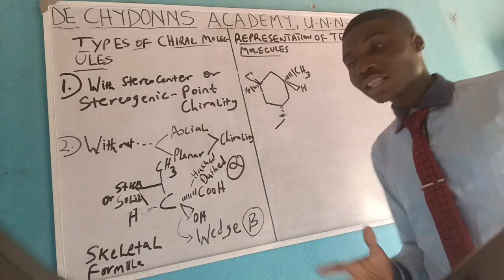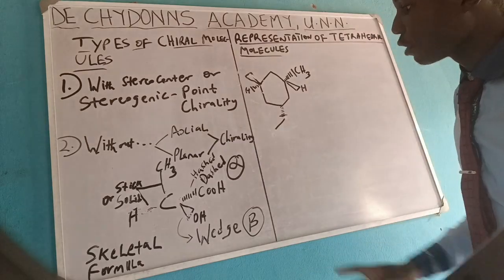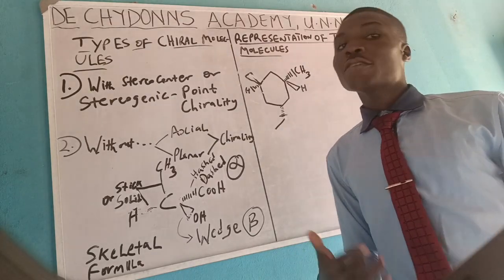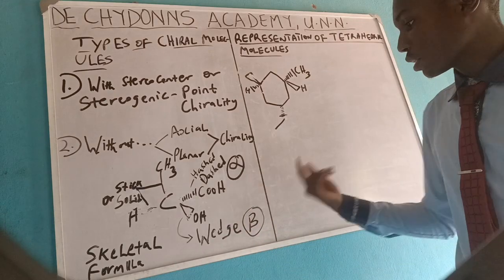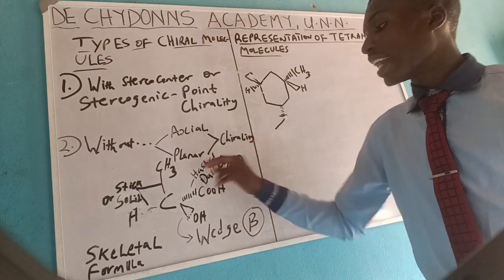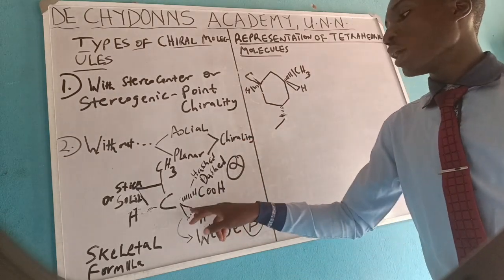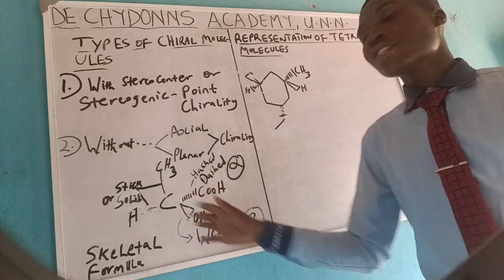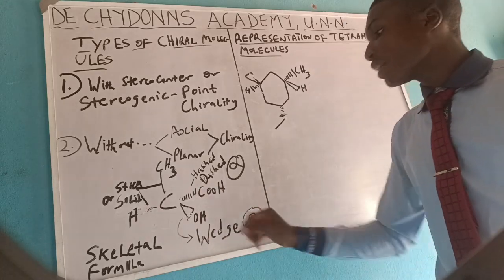I don't know if you're getting it now. So that's exactly what you have to work on. Then another important instruction you have to pay close attention to when you're working with wedge and hash bonds is that when you are drawing your wedge and hash bond, you don't draw them opposite. You draw them adjacently.